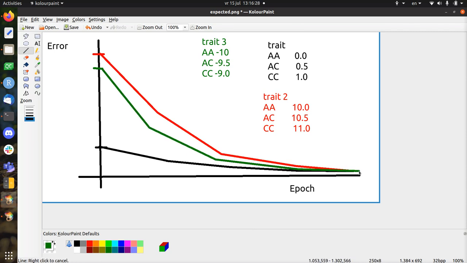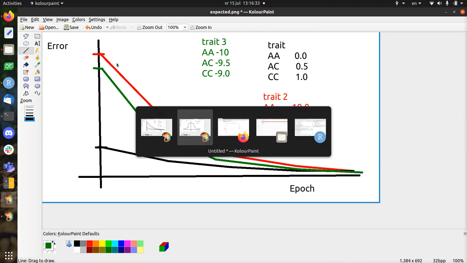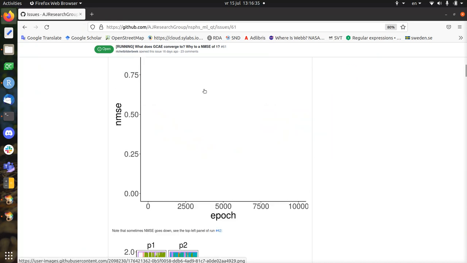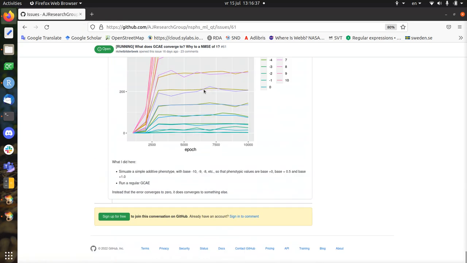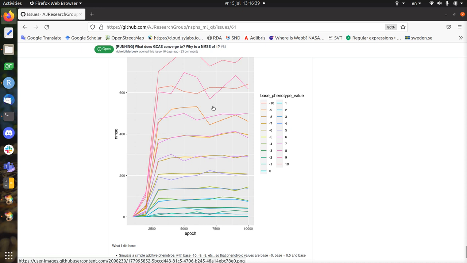If the neural network indeed converges, it should go to zero. That's not what I found. This is what I got as a result. It's at the bottom. I'll zoom in a bit.